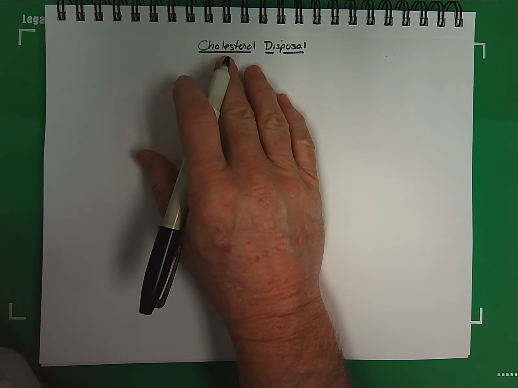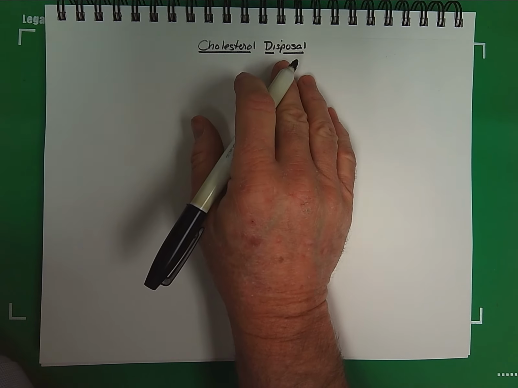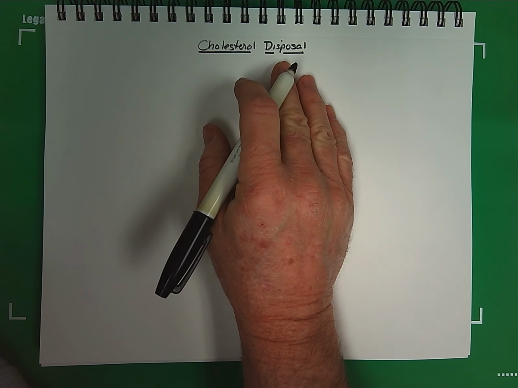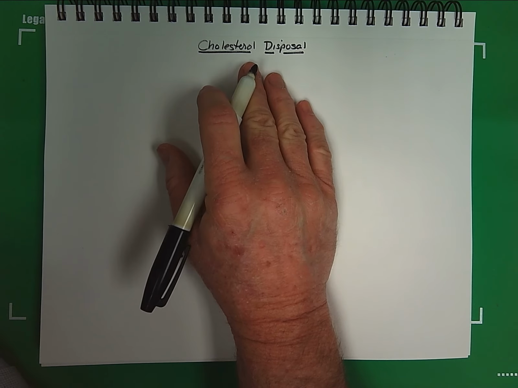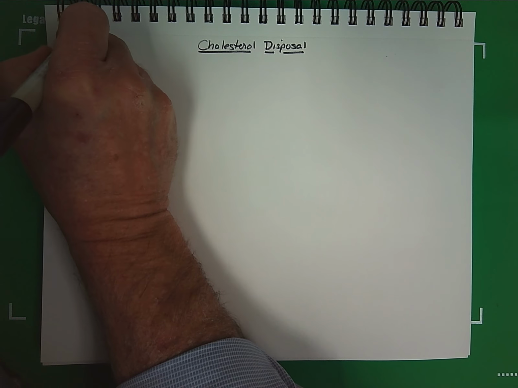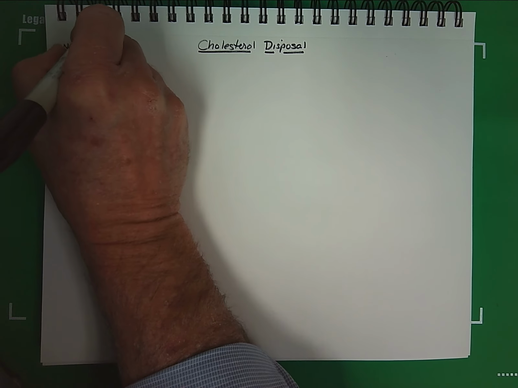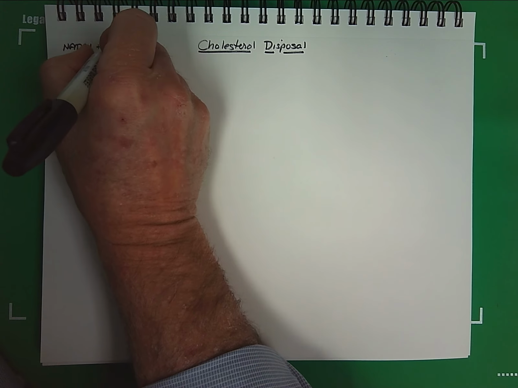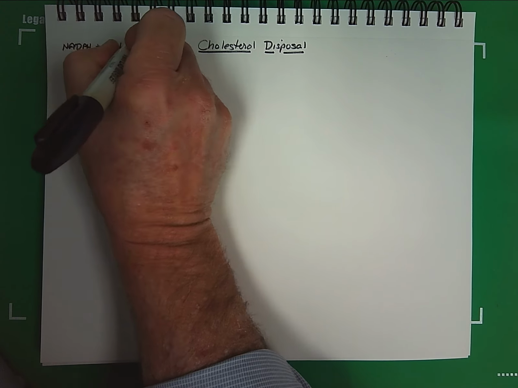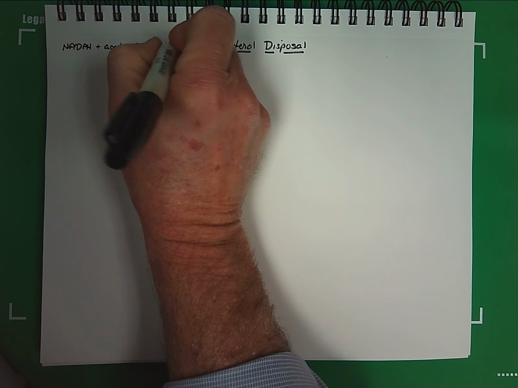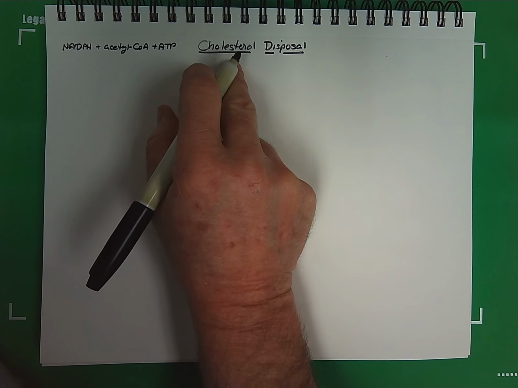Okay, in this next video, I'd like to take a look at cholesterol disposal. So in the previous video, we examined cholesterol synthesis, and an important feature to notice about cholesterol synthesis is the enormous amount of NADPH plus acetyl-CoA plus ATP that goes into forming cholesterol.